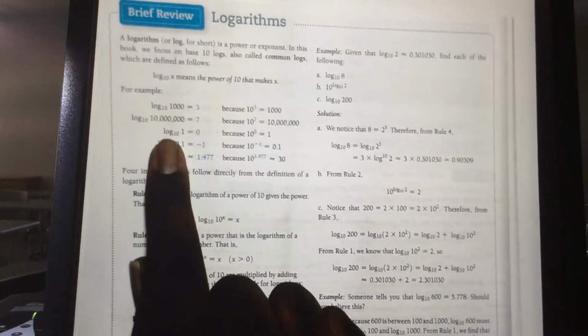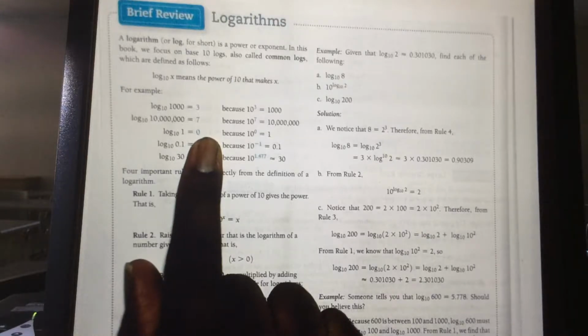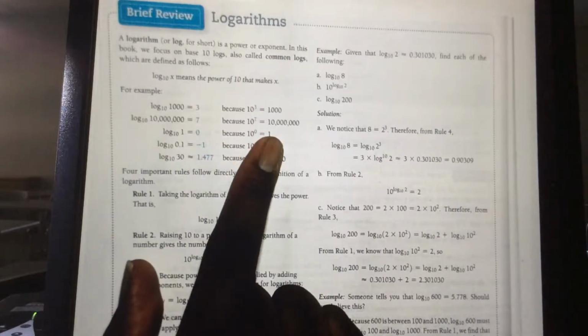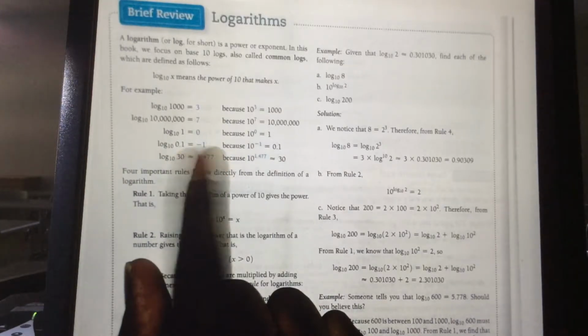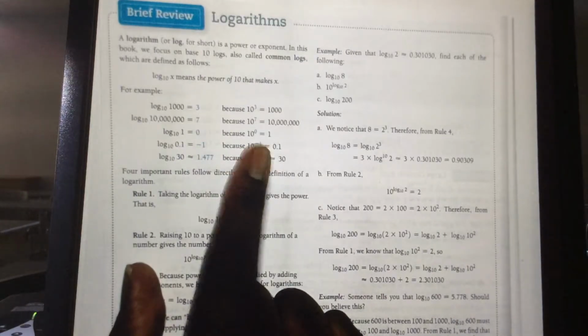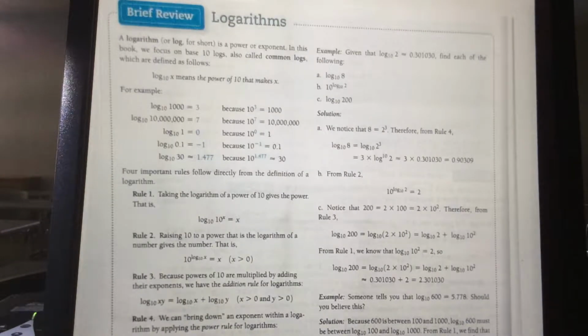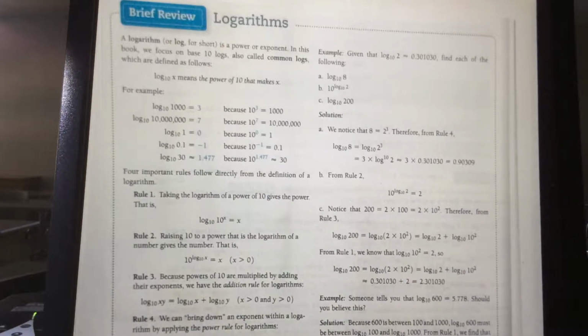Also, log to the base 10 of 1 will give you 0. And that's because 10 to the 0 power will give you 1. Also, log to the base 10 of 0.1 is going to be negative 1, because if you think of it, 10 to the negative first power will give you 0.1. And also, log to the base 10 of 30 will be approximately 1.477, because 10 to the 1.477 power will be approximately 30.